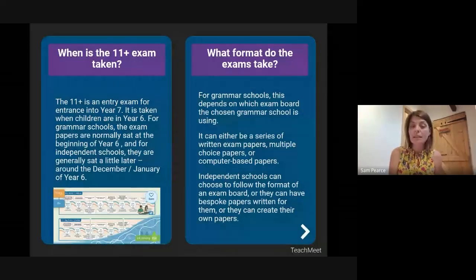Independent schools, again, they are slightly different, so they can choose to follow the format of an exam board. They can use a paper that's been set by an exam board, or they can have their own bespoke papers that are written for them by another organisation, or they can create their own in-house papers. And the information as to how the independent school is going to set its papers, whether it's going to use an exam board paper, whether it's going to write its own papers, that information is normally shared by the school on their website as part of their admission criteria. So you can get that information before you start working with a student. Again, coming back to that really crucial point of knowing where they're applying to, so you can tailor appropriately.